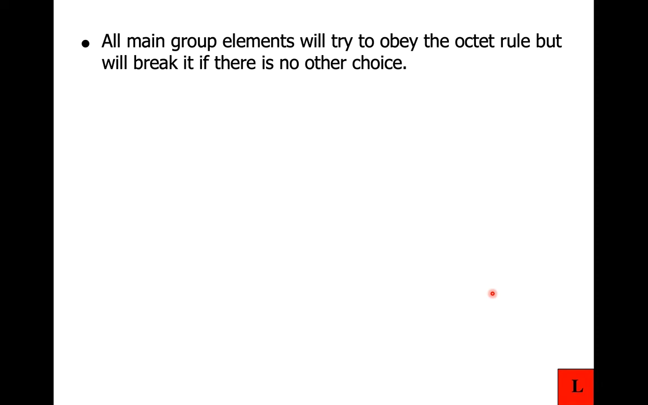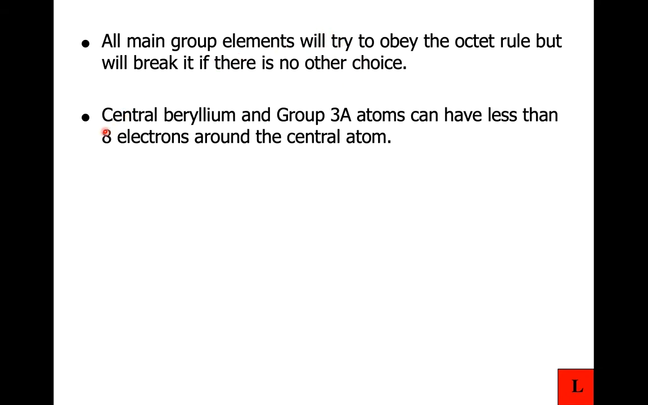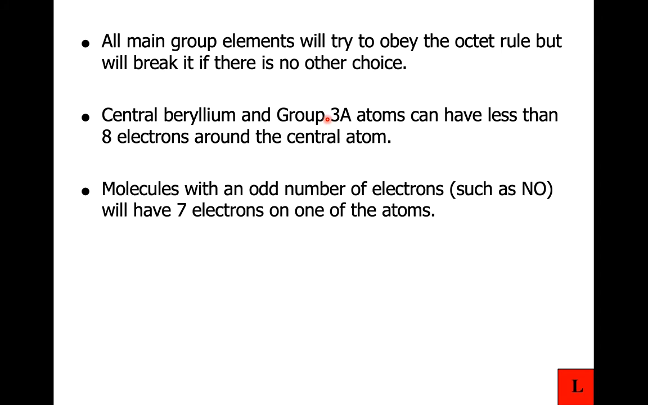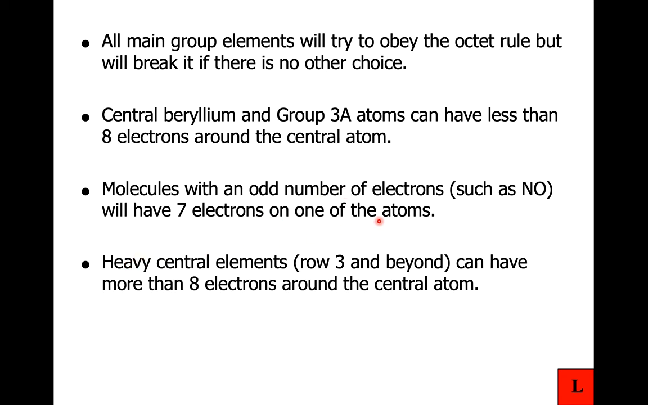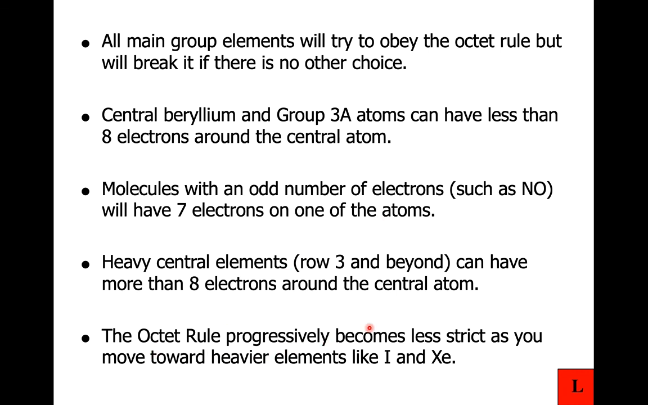Okay, so let's summarize. All main group elements will try to obey the octet rule. This could be trying by moving their electrons around to achieve it, or by being very reactive if they don't. If we have a central beryllium or central boron group atom, it can have less than 8 electrons in a good Lewis structure. Molecules with an odd number of electrons, such as NO, will have 7 on one of the atoms, one or the other. Heavy central atoms, row 3 and beyond, can have more than 8 electrons around the central atom. The octet rule progressively becomes less strict as you move toward the heavier elements.